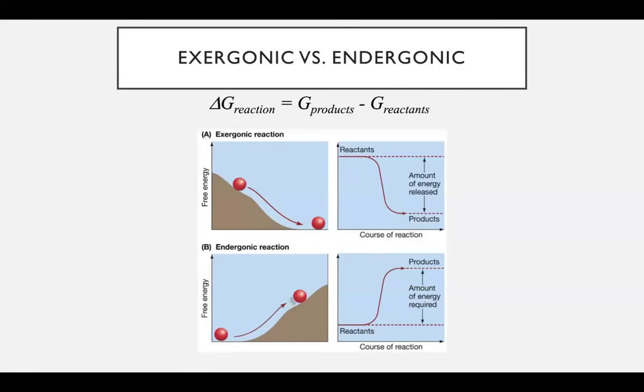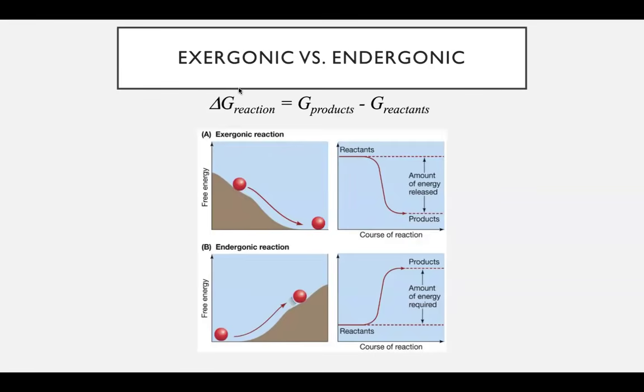One thing students commonly get confused about is they think spontaneous means fast. A spontaneous reaction does not necessarily mean a fast reaction. Spontaneous reaction just means that the reaction will occur without any outside input. So exergonic reactions have a negative delta G. They release energy and they're spontaneous, which means that they will occur without any outside input.